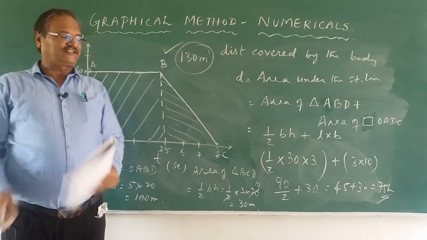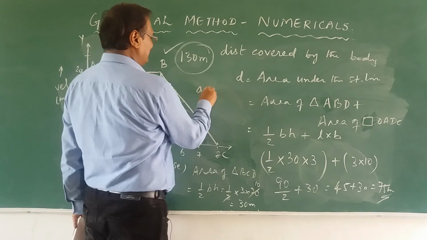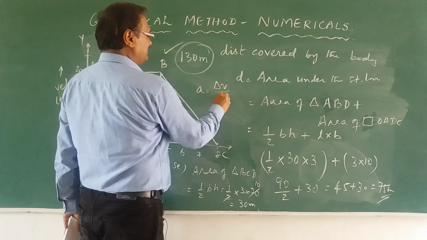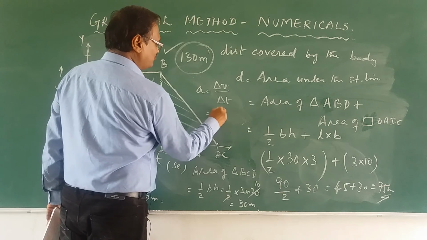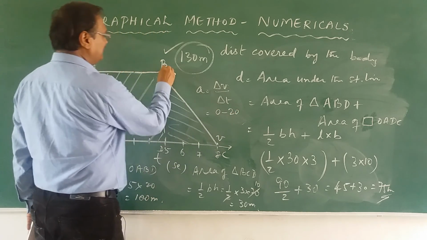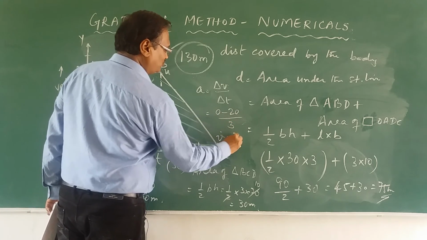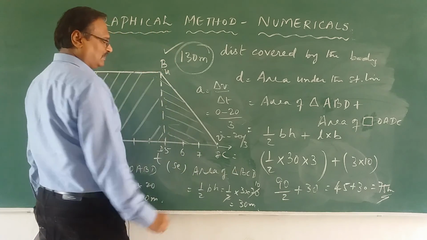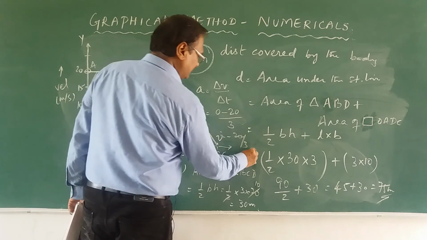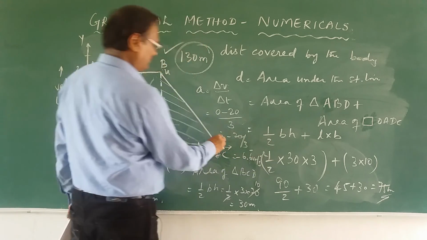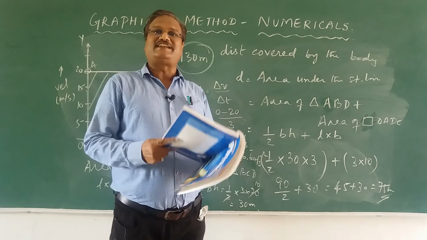Now, what is the retardation during this time? Retardation means slope. a, which is acceleration, is equal to change in velocity upon change in time. Here it is retardation. It is coming from 20 to 0, right? 0 minus 20, final minus initial. 0 minus 20, time how much? 1, 2, 3. Right? That is minus 20 upon 3. That is minus 6.66 meter per second squared. Okay, so the acceleration value is negative. Negative means it is retardation.